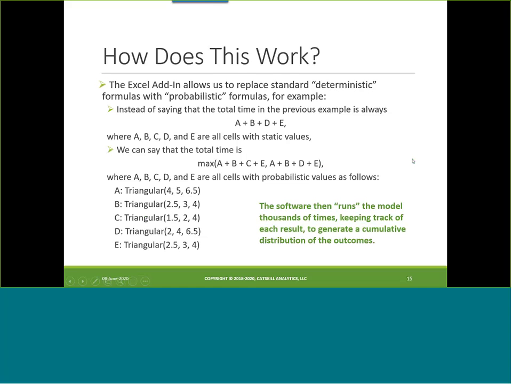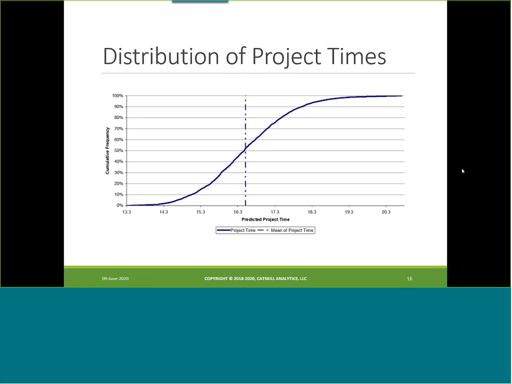So the software then runs the model thousands of times, keeps track of each result, and generates a cumulative distribution of the outcomes. And that's the chart we just saw a couple of pages back. It's just a little bigger here so you can look at it. If you're looking to give an estimate that says we're reasonably likely to hit it or do better, even at 80%, you're looking at 17.3 weeks roughly there. 90%, you're looking at about 18 weeks as an estimate.